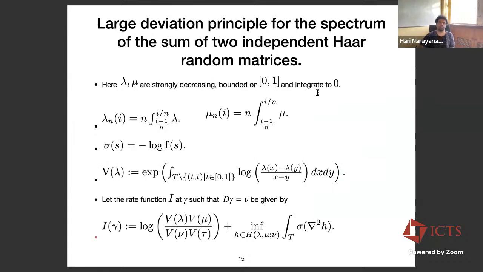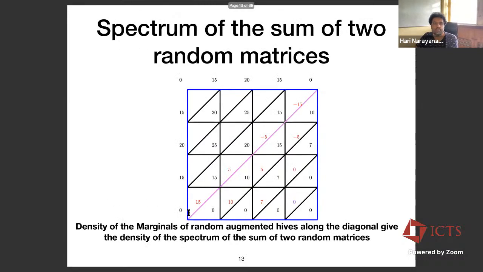Before going into the precise large deviation principle, I need to give you some further notation. Lambda and mu are strongly decreasing, bounded on 0, 1, and integrate to 0. These are basically the derivatives of these concave functions on the side. Lambda is the derivative of the concave function on this side.